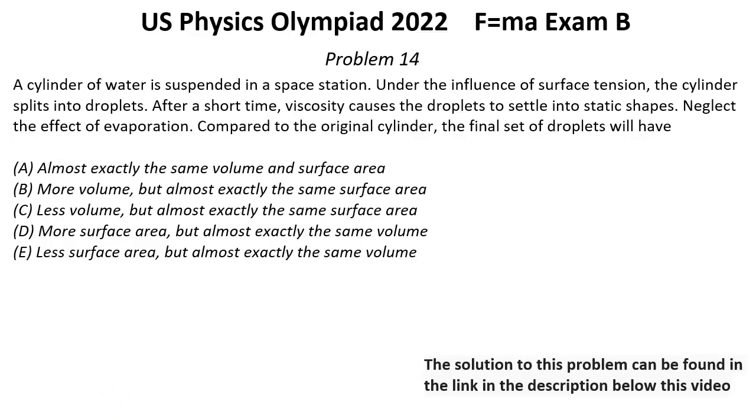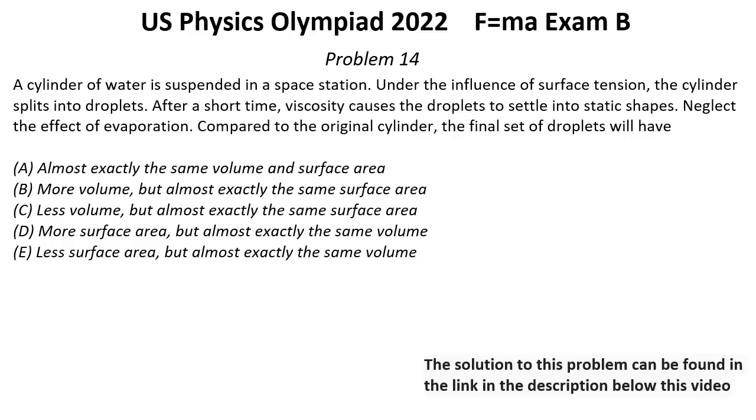Problem number 14. A cylinder of water is suspended in a space station. Under the influence of surface tension, the cylinder splits into droplets. After a short time, viscosity causes the droplets to settle into static shapes. Neglecting the effect of evaporation, compared to the original cylinder, the final set of droplets will have the following. Solution for problem number 14.